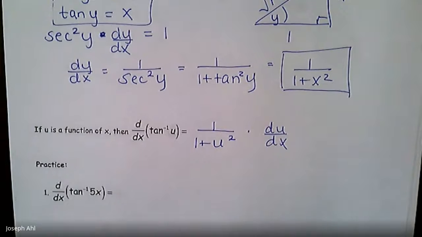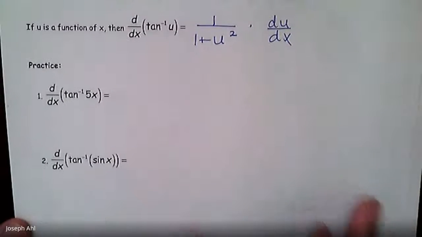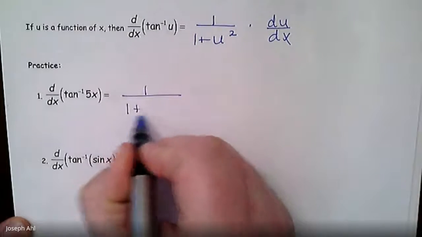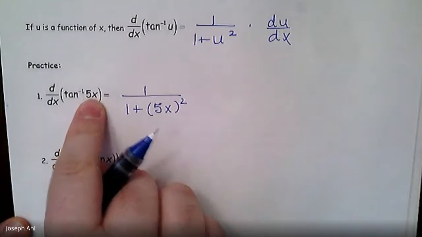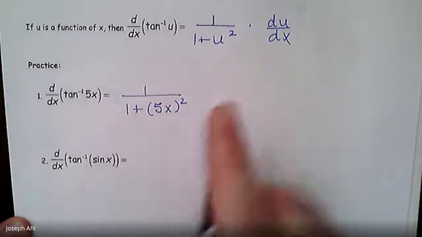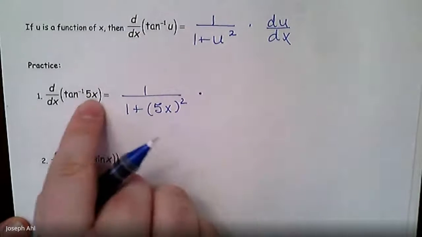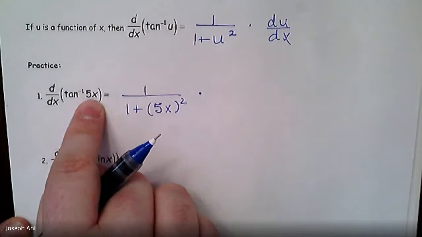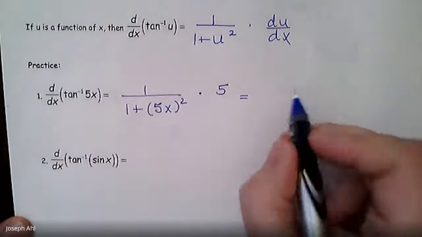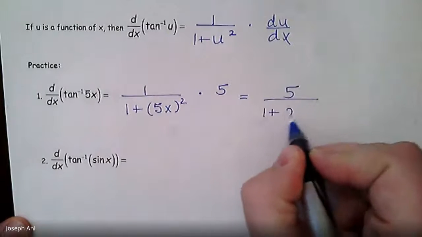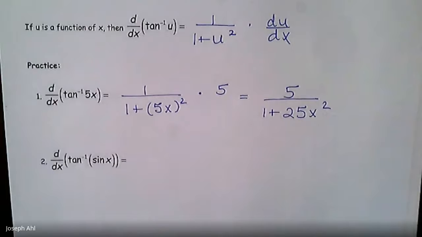All right, so let's just do these quick practice problems then. The derivative of tan inverse of 5x is going to be 1 over 1 plus the quantity 5x squared. Okay, so u is 5x in this case. Make sure that you square that quantity, times the derivative of what's on the inside here. So du dx would just be 5. And therefore, your final answer would be 5 over 1 plus 25x squared.